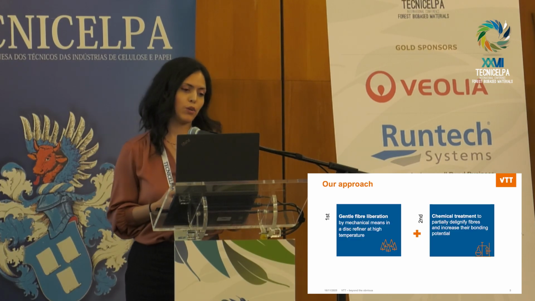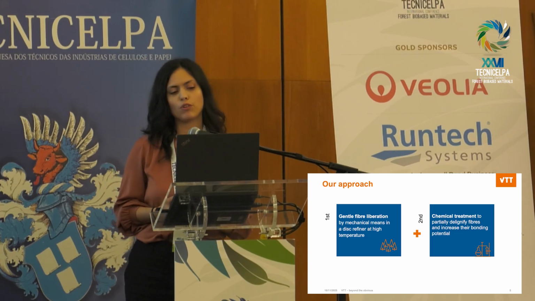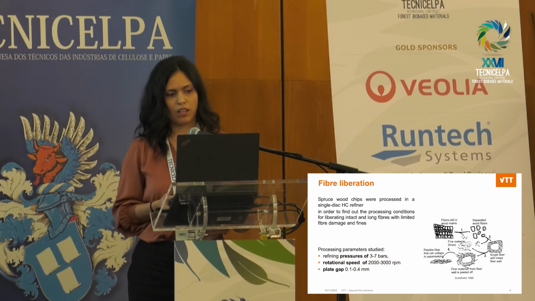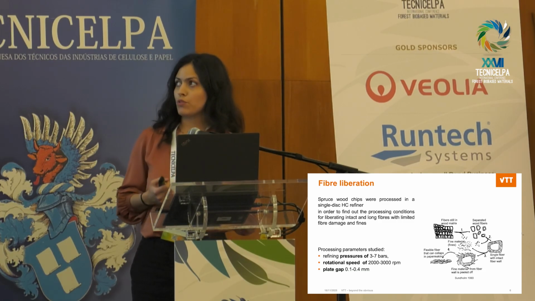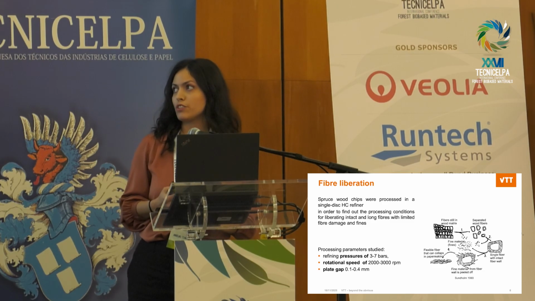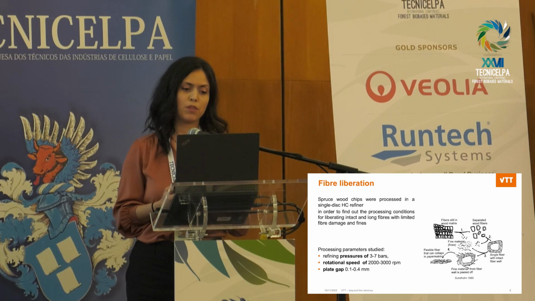Our approach includes first fiber liberation by mechanical means in a disc refiner at high temperature, followed by a chemical treatment to partially delignify the fibers and increase their bonding potential. In the first part of this work, we worked with spruce wood chips in a single disc high consistency refiner. We screened different refining conditions to find the optimum conditions that allow the liberation of fibers as intact as possible, long fibers with limited fiber damage and amount of fines.